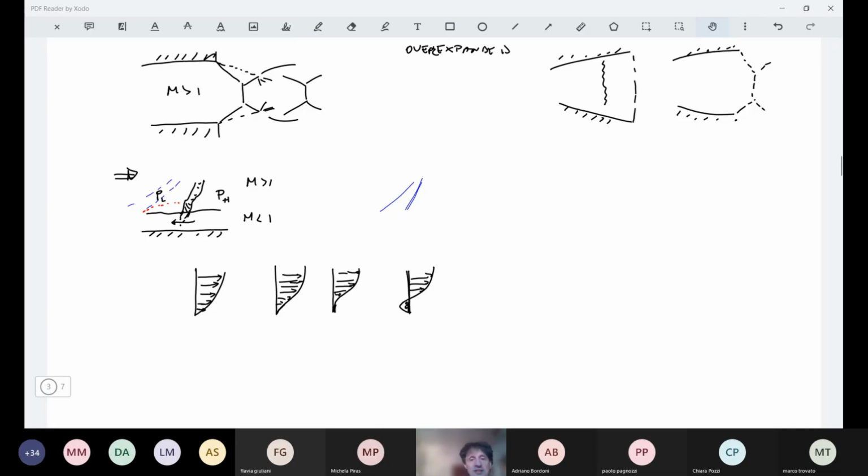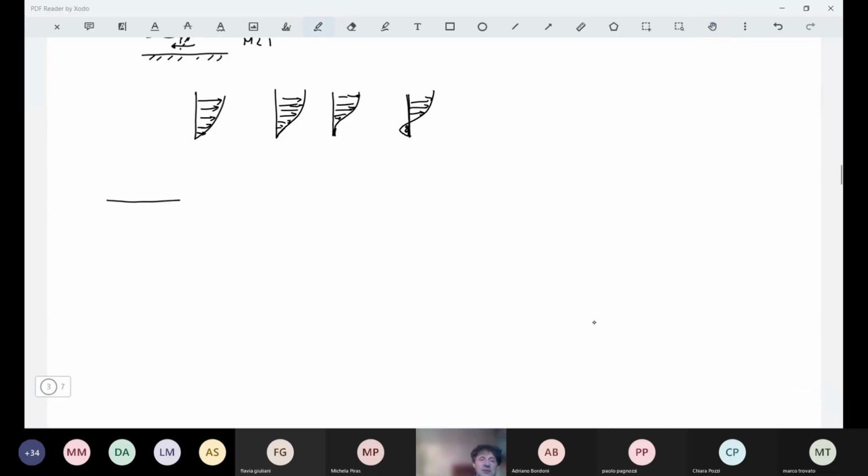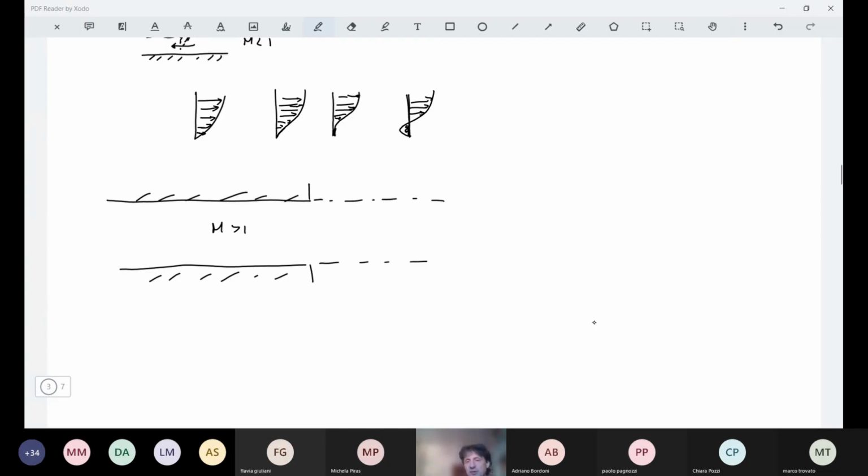So let's go back to this scheme here and start from the case when we have ideally the supersonic jet here in adapted condition. In this case, the flow does not have to change its pressure and its direction, because we have exactly the same pressure. So let's now see what happens if I increase ambient pressure.